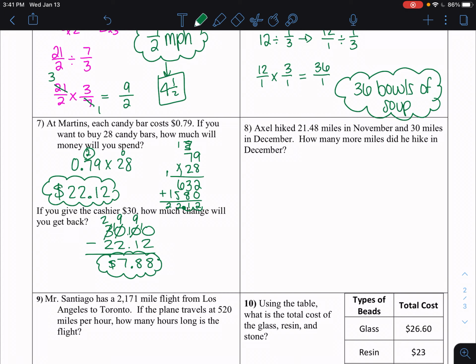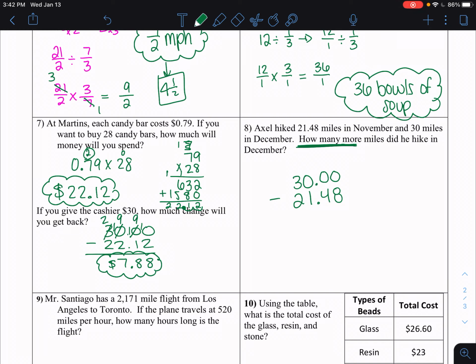Number 8 says Axel hiked 21.48 miles in November and 30 miles in December. How many more, so that's one of our subtraction look-fors, miles did he hike in December? So I'm going to subtract 30 minus 21.48. Remember that to subtract decimals, I have to line up the decimals and include the correct number of spaces.